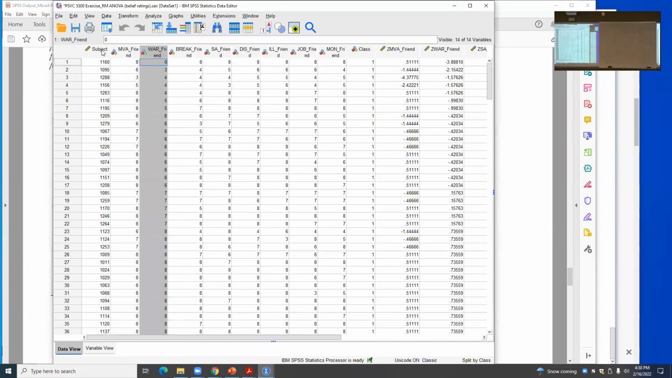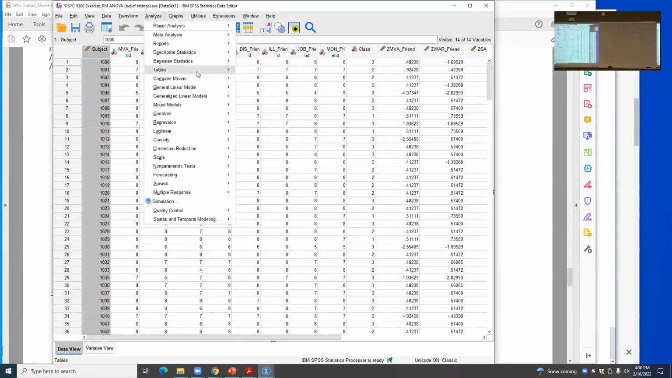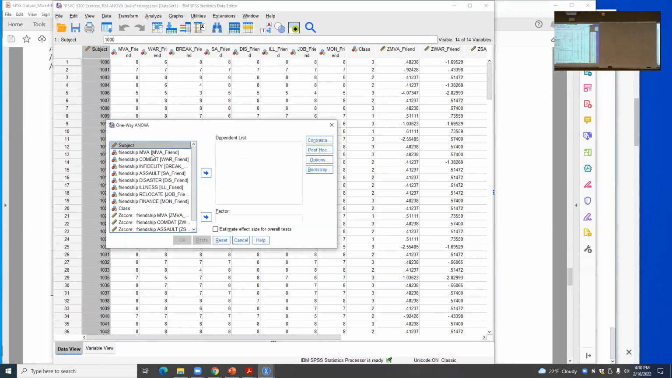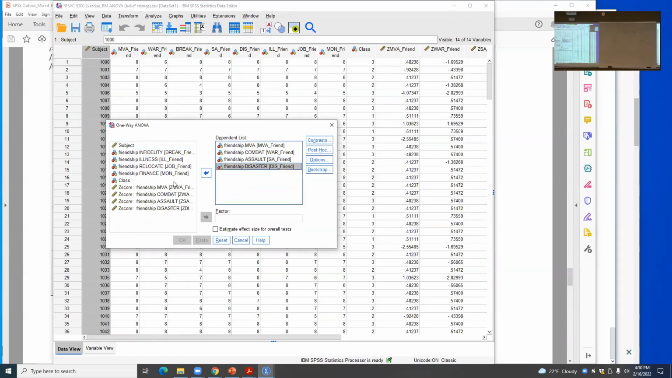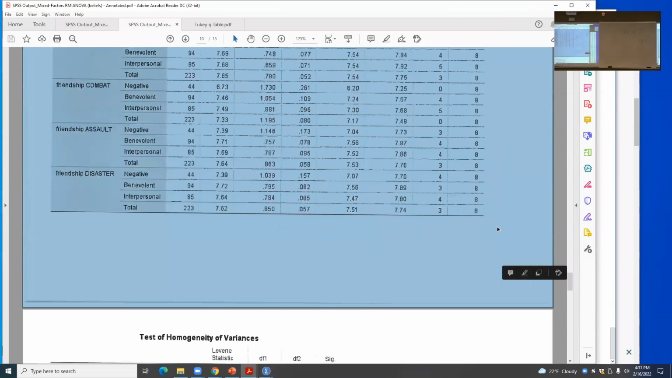Go through with this. All I'm doing here is going to compare means, one-way ANOVA. I want to look at friendship versus MBA, combat, assault, disaster by class, estimate effect sizes, go to my contrasts, set up my contrasts here as you did before with your one-way ANOVA, and then go through and run it.